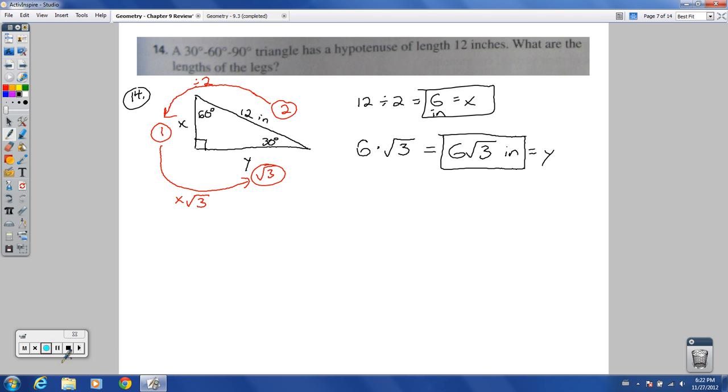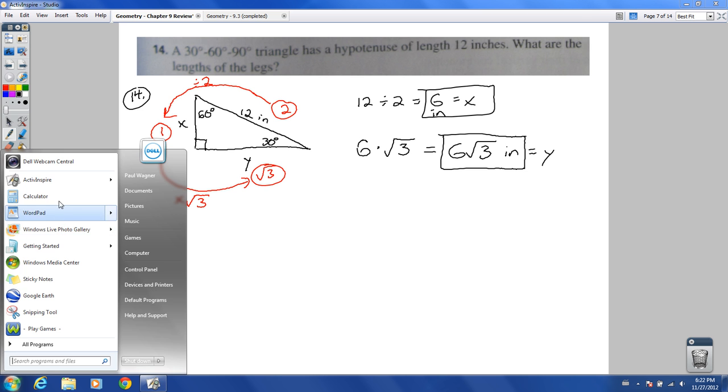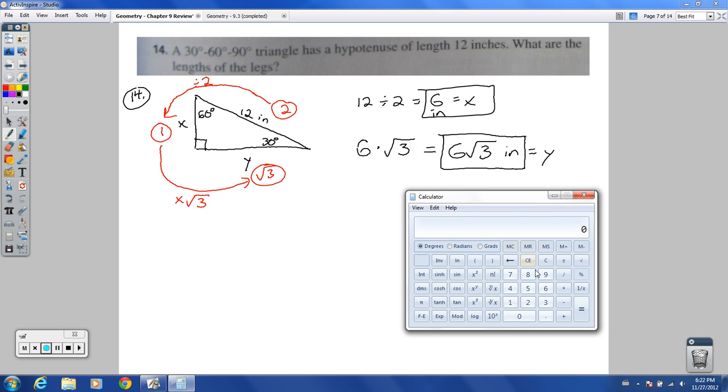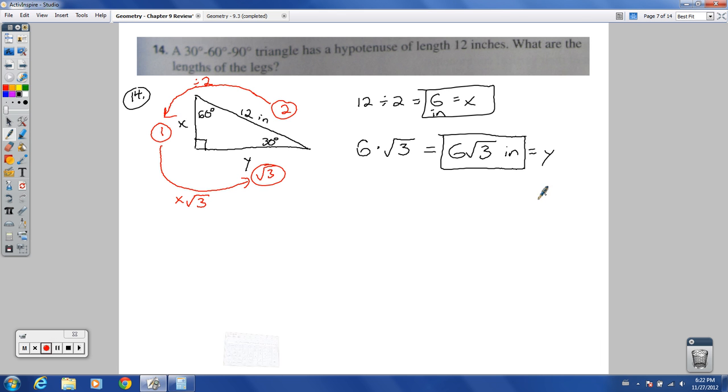If you plugged 6 radical 3 into a calculator, you would get about 10.4 inches. We'll just do that quick here. So 6 times 3, taking the square root of that, multiplying it together, 10.4 rounded off to the nearest tenth. It just kind of depends what they ask for. So if you were asked to round, you'd have 10.4 inches right there.